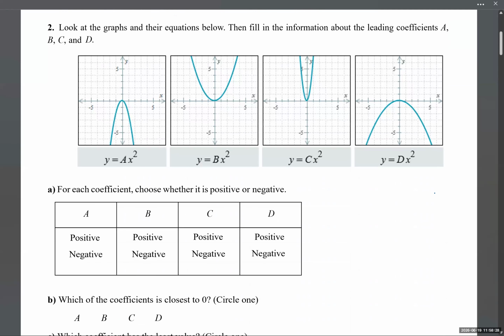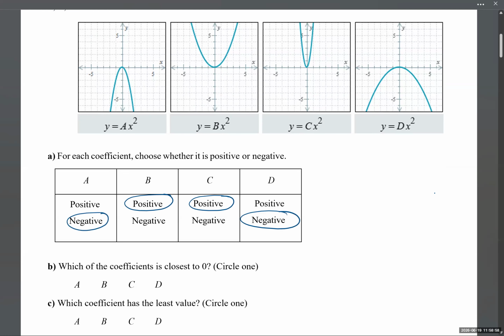Number 2 is giving you graphs of quadratic functions, and you need to answer the questions based on those graphs. For each coefficient, a, b, c, d, figure out if it's positive or negative. When the graph opens down, when the parabola points down, it's a negative leading coefficient. When it opens up, it's a positive leading coefficient. So A is negative, B is positive, C is also positive, and D is negative.